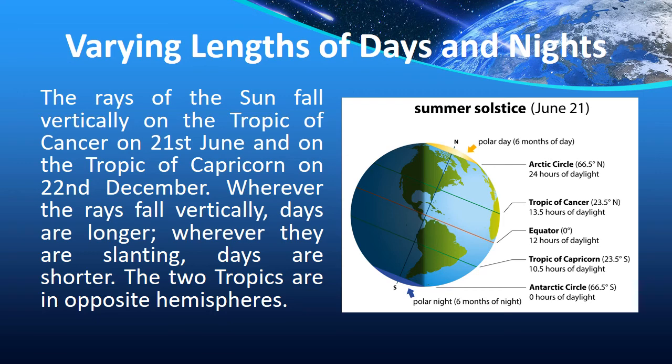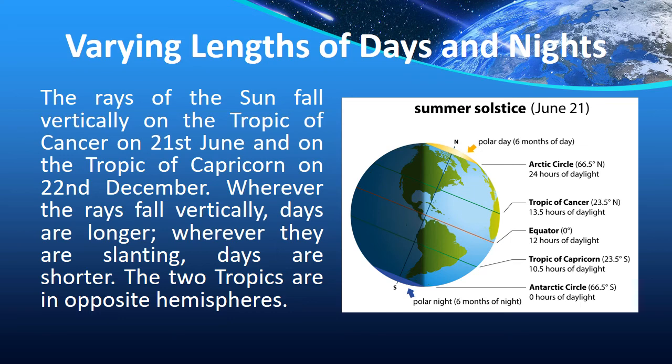The rays of the sun fall vertically on the Tropic of Cancer on 21st June and on the Tropic of Capricorn on 22nd December. Wherever the rays fall vertically, days are longer. Wherever they are slanting, days are shorter. The two tropics are in opposite hemispheres.